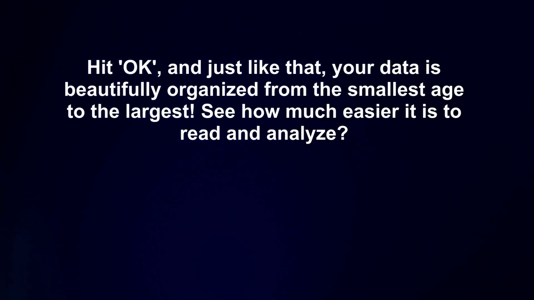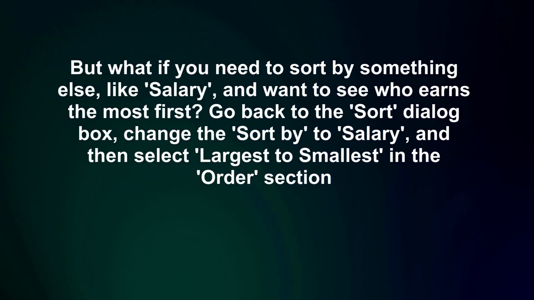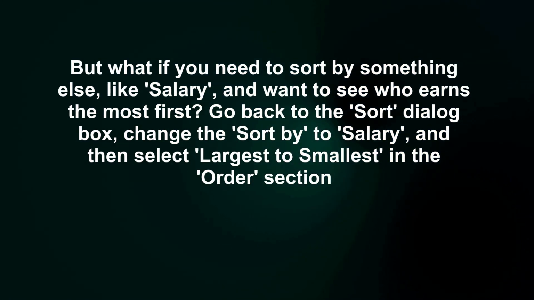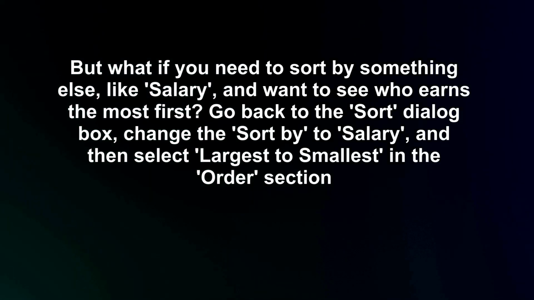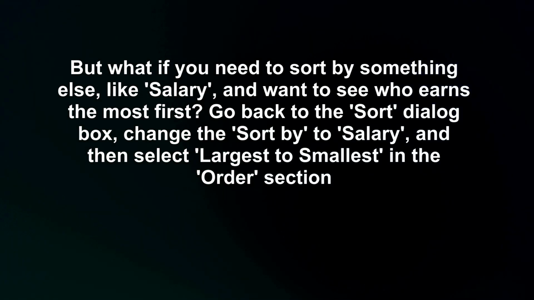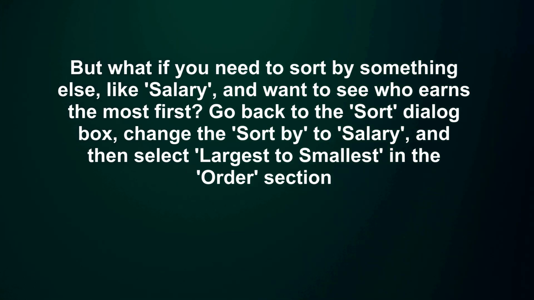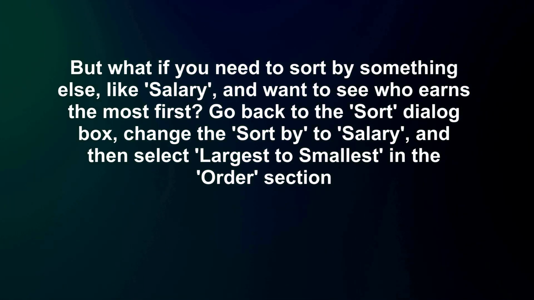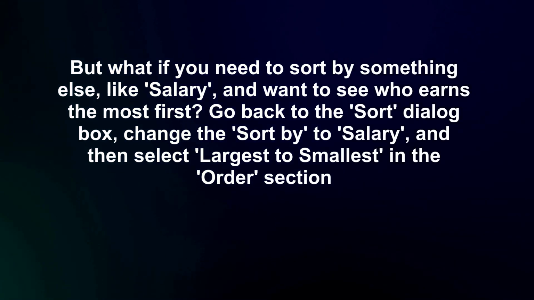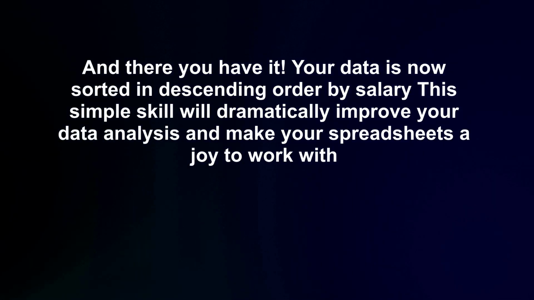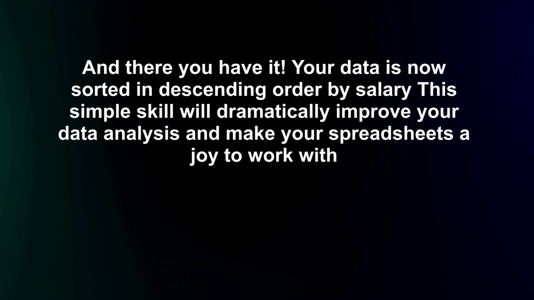See how much easier it is to read and analyze. But what if you need to sort by something else, like salary, and want to see who earns the most first? Go back to the Sort dialog box, change the Sort By to Salary, and then select largest to smallest in the order section. And there you have it. Your data is now sorted in descending order by salary.